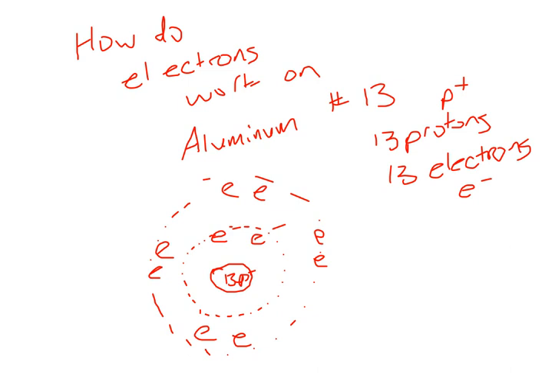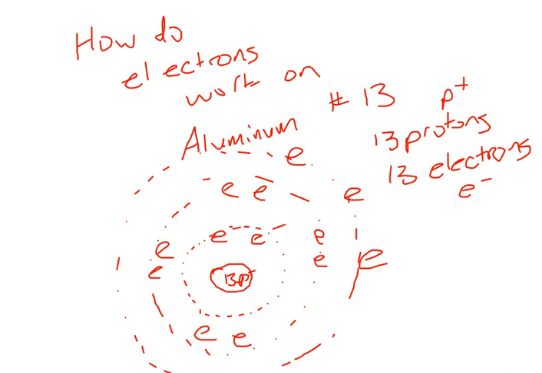Okay. So first level holds 2. Second level holds 8. 2 and 8 is 10. But I need 13. How many more do I need? 3. So I'm going to open up my third level. Now again, this third level can house as many as 8. I don't need to use all 8. I just need to draw 3 in the last ring. And this is called a Bohr diagram.